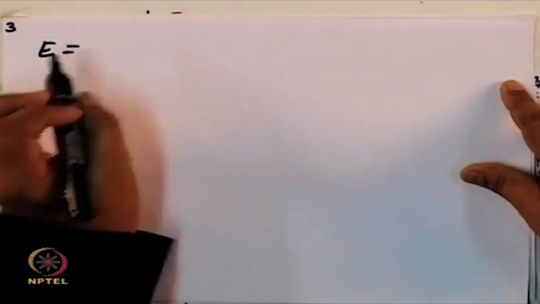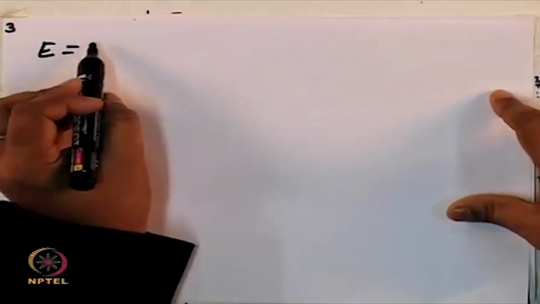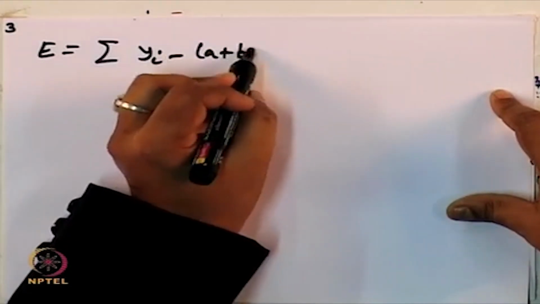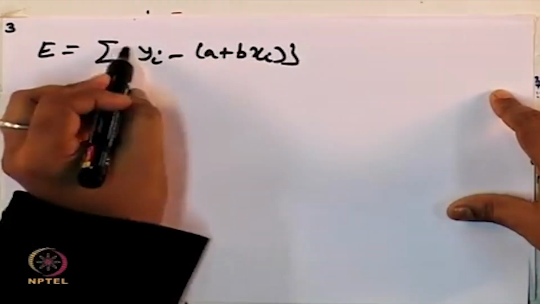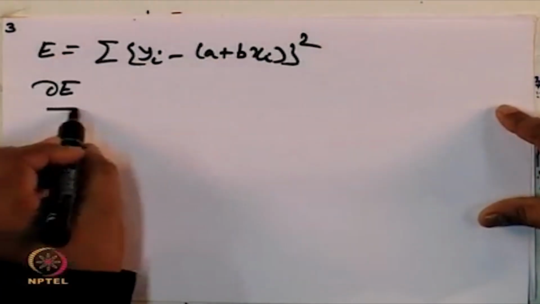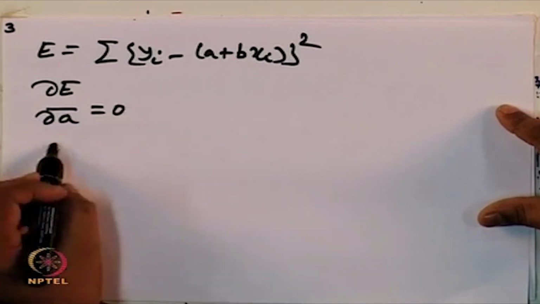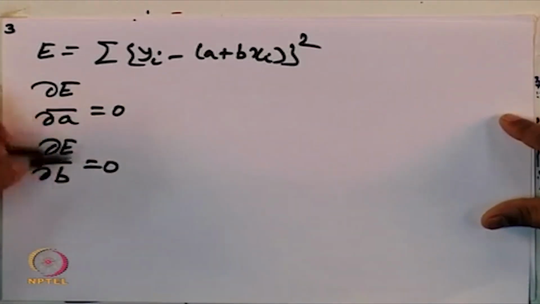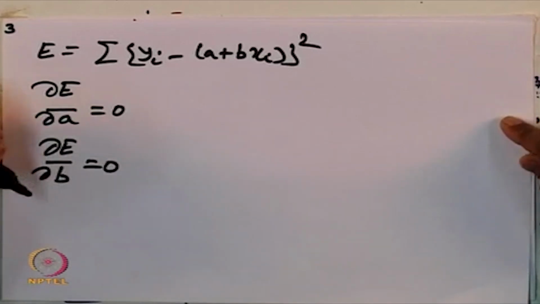So, in our case, the equation is E equal to the summation of (yi minus (a plus bxi)) whole square, right. So, I will set del E del a equal to 0 and del E del b equal to 0, because these are the unknown variables. This is what we want to find out.